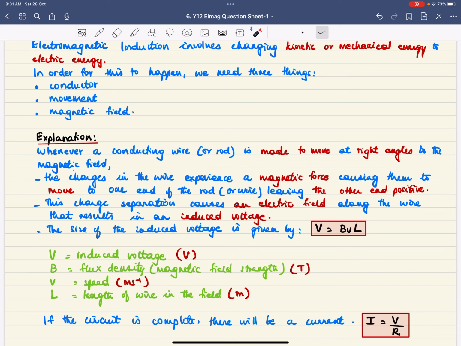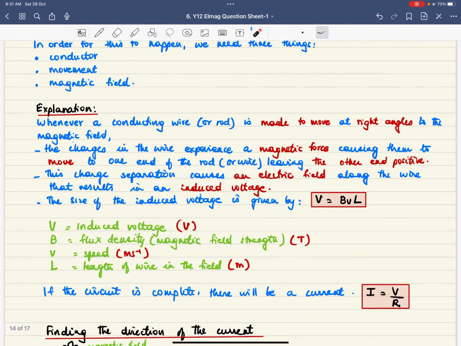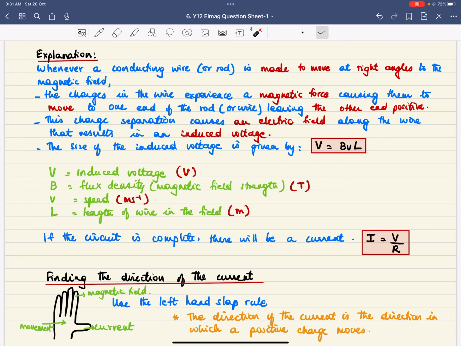Now, this charge separation causes an electric field along the wire that results in an induced voltage. The size of this induced voltage is given by V equals BvL. There are 2 V's here, a capital V and a little v. The capital V is your induced voltage, B is your flux density or magnetic field strength, the little v is the speed with which you're moving the wire or the rod, and L is the length of the wire or rod in the field. If the circuit is complete, there will be a current, and the size of the current can be determined if you know the size of the induced voltage and the resistance of the wires.